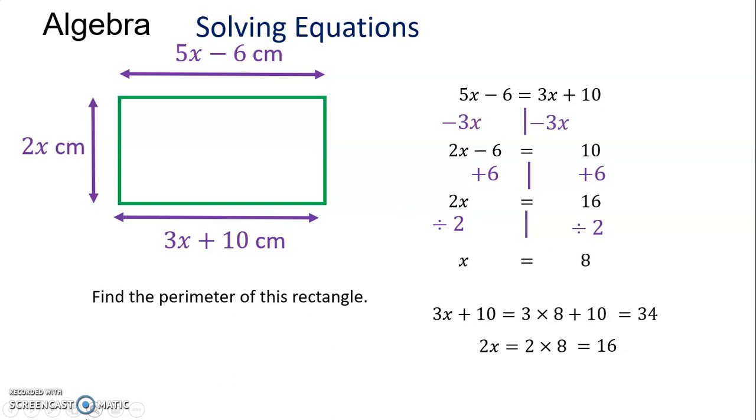And now I know both sides of my rectangle, I can say that the perimeter is going to be 2 lots of 34 add 2 lots of 16, which is 72 add 32, and that gives me 104 centimetres.